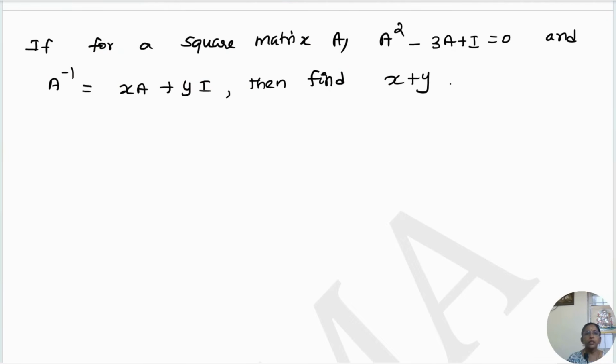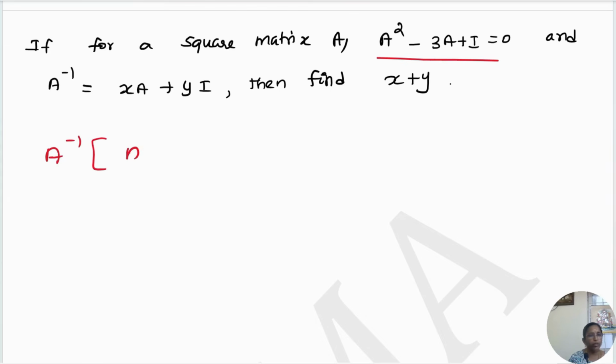Look at this question. If for a square matrix A, A square minus 3A plus I is equal to 0, and we are given A inverse is equal to XA plus YI. Find the value of X and Y. So with the given data A square minus 3A plus I is equal to 0, multiply both sides with A inverse.